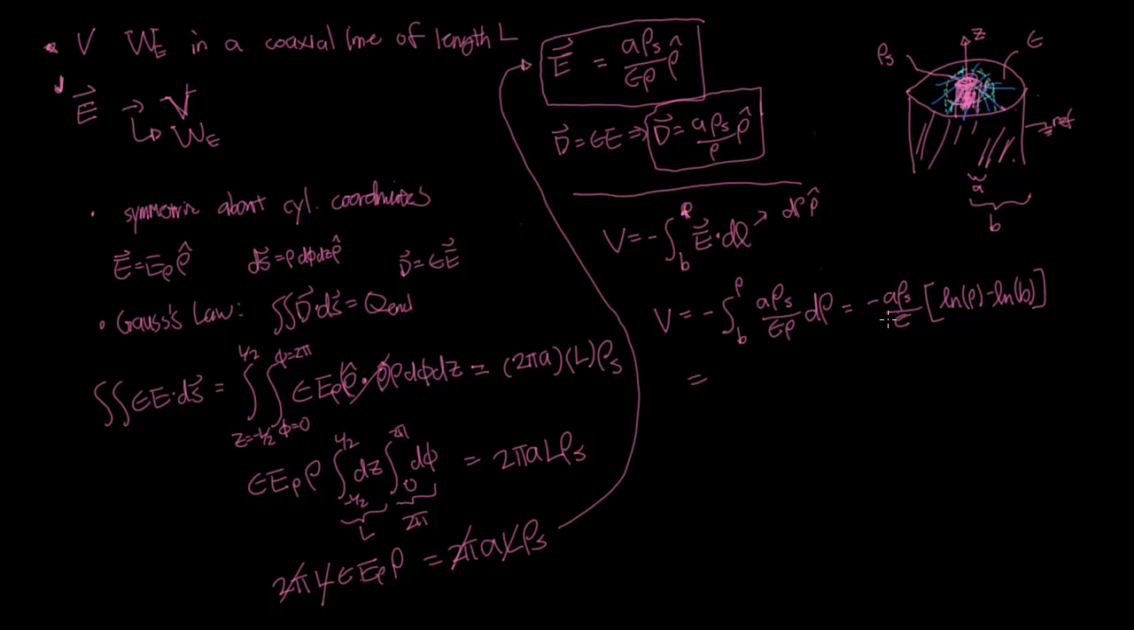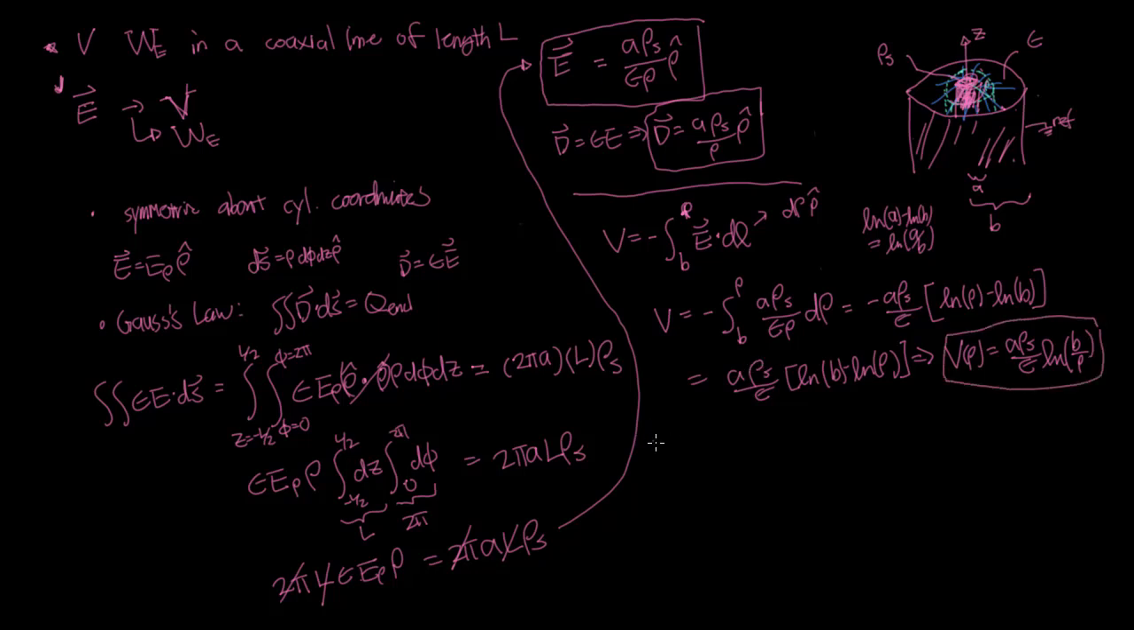Let's just switch these two because we have that negative sign there. So A rho s over epsilon, ln of b minus ln of rho. And then using the fact that natural log of A minus natural log of B is going to be equal to the natural log of A over B, we can then rewrite this as, this is going to be the final answer, so V of rho is going to be equal to A rho s over epsilon natural log of B over rho.